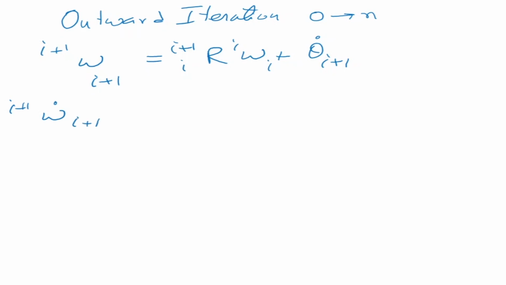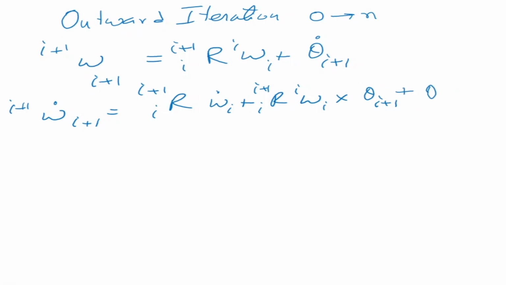Now, by differentiating this, I can find the acceleration, which is ω dot_(i+1) equals R(i+1,i) ω dot_i plus R(i+1,i) ω_i cross θ dot_(i+1) plus θ double dot_(i+1). I'm leaving out the z. Please note that theta_(i+1) is along z_(i+1), the rotation about the z axis. So these are all rotations about z; there is a z there. Whenever I'm writing theta dot, it is about the z axis. So this is my angular velocity, and this is angular acceleration.